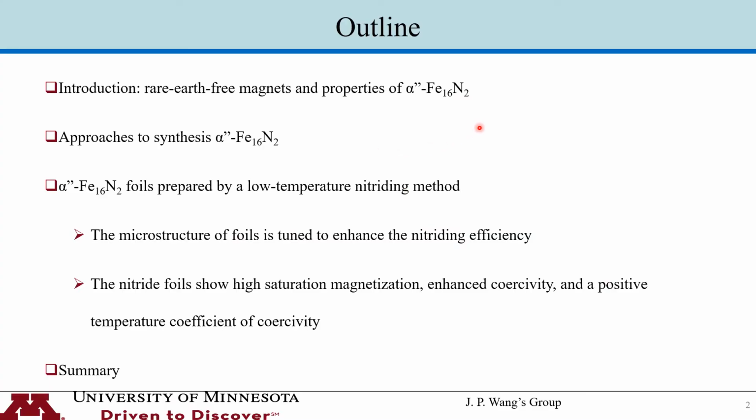Here's the outline of my presentation. First, the introduction part. I will introduce rare-earth-free permanent magnets and the basic properties of alpha double prime Fe16N2, and tell you why it's a promising candidate for rare-earth-free permanent magnets. Second is the approaches to synthesize alpha double prime Fe16N2, and then alpha double prime Fe16N2 foils prepared by a low temperature nitriding method. The last part is a summary of my presentation.